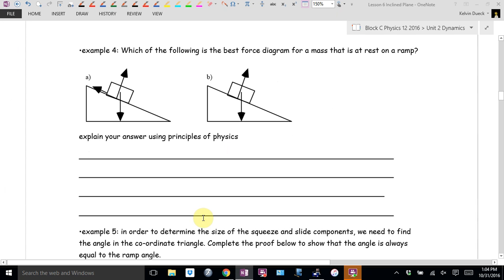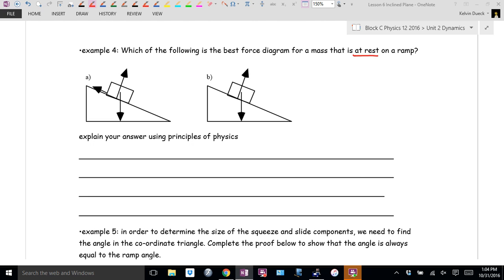So, turn the page. Which of the following is the best force free body diagram for a mass that is, here's a phrase I would probably underline, at rest on a ramp? Ethan, if we're at rest, what am I really telling you? a is equal to 0. Okay, which means all of the forces are, I'm looking for a word that begins with the letter B. Balanced. They're balanced.